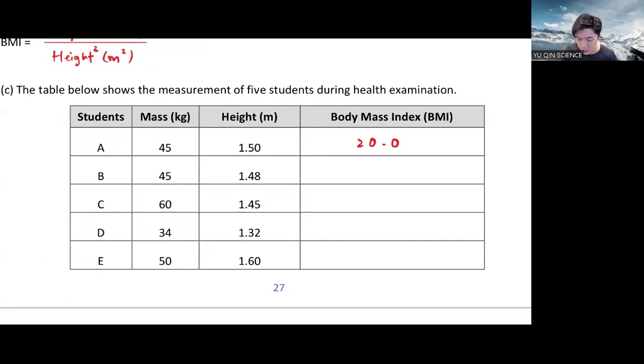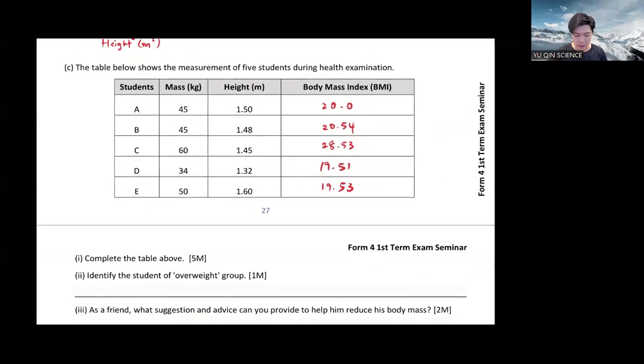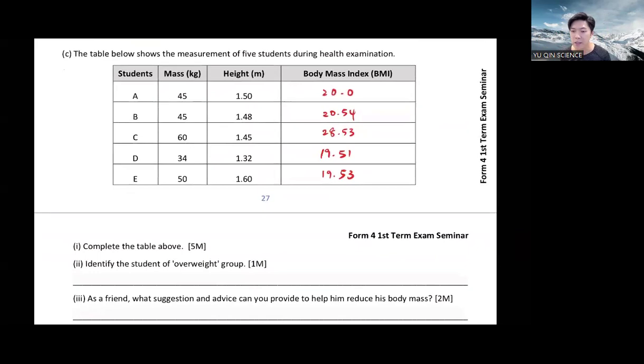So A is 20.54, 28.53, 19.51, 19.53. So everybody can cross check. Thank you very much, Amy. Appreciate it. So from here you can know that someone is overweight, and the rest is okay. Okay, I cross check, are your answers the same? Hopefully no objection means correct. I trust you, and everyone trusts you, I guess.